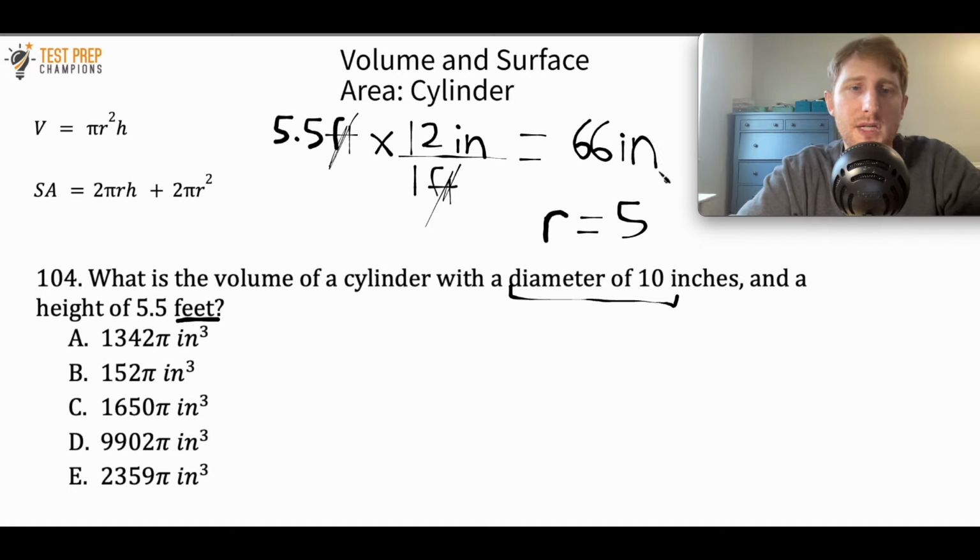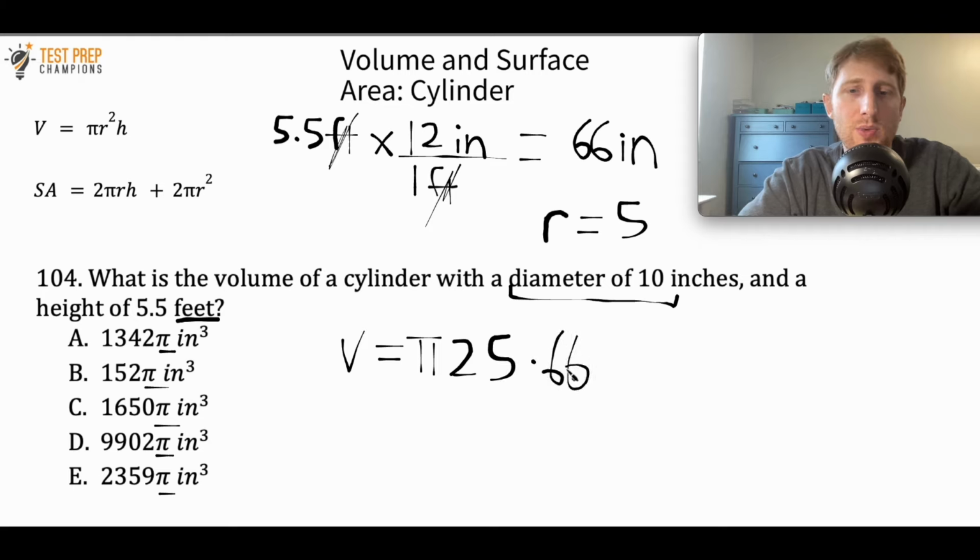So now that we have this in inches, now we can plug and chug here. So we'll come up to the formula and we see that fortunately pi is left in all the answer choices, so we don't actually have to multiply by 3.14 here. So we have volume equals pi times r squared times h, and my r is 5. So 5 squared is 25. So I'm just going to put 25 here. So we have pi times 25 times h, and our h is 66. So if I do 25 times 66, I'll see that the answer is 1,650 pi.